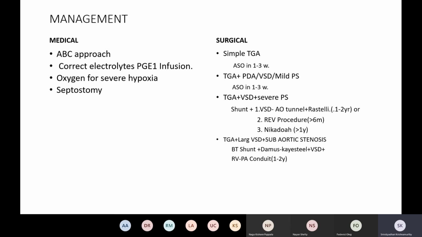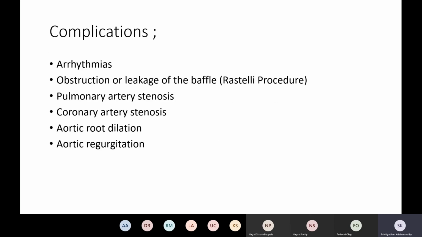TGA with large VSD and subaortic stenosis, they tend to have a BT shunt and then a Damus-Kaye-Stansel, Damus shunt and VSD and RV-PA conduit at a later date when they're about 1 to 2 years old. So complications following the surgeries, you do expect them to have arrhythmias, and you anticipate obstruction and leaks through the baffle if they've had a Rastelli procedure, and pulmonary artery stenosis, and of course coronary artery stenosis, issues with the aortic root, dilatation and regurgitation. And this is what we look for in monitoring them long term.